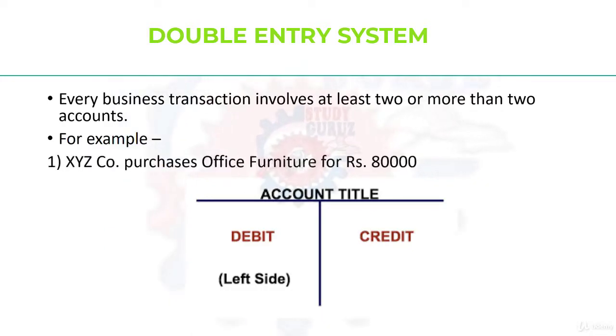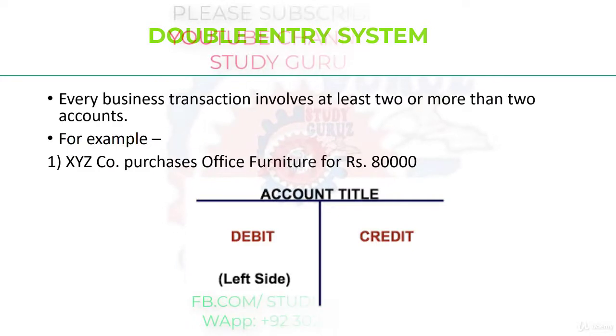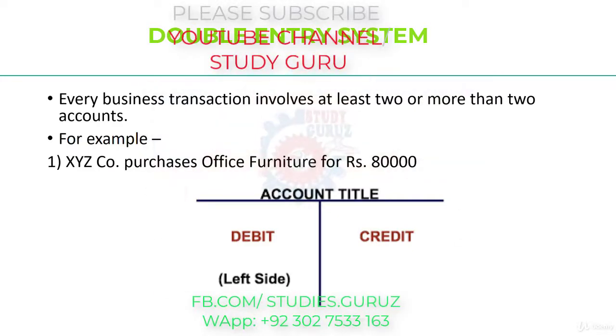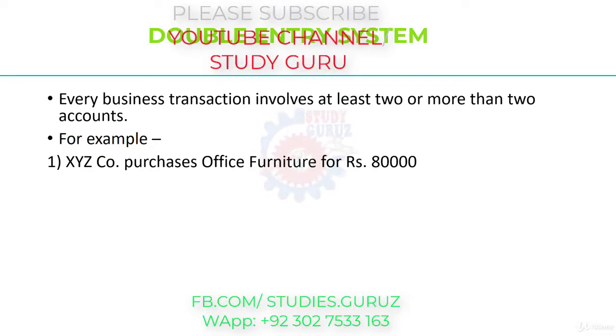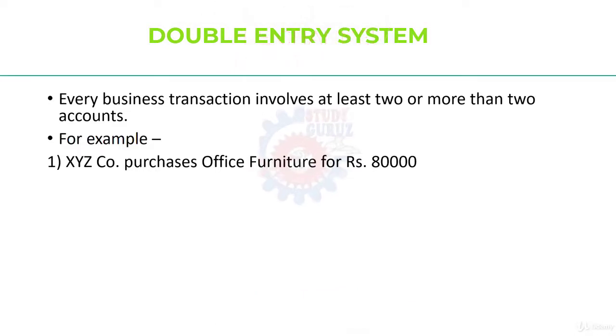XYZ company purchases office furniture for Rs 80,000. So, do you think XYZ company has only purchased office furniture and there is no other impact on the business? If we read the example again, we will find that XYZ company is purchasing the office furniture and at the same time paying money or cash of Rs 80,000 to buy that furniture. So, we can say the furniture is coming in the business and cash is going out of the business.